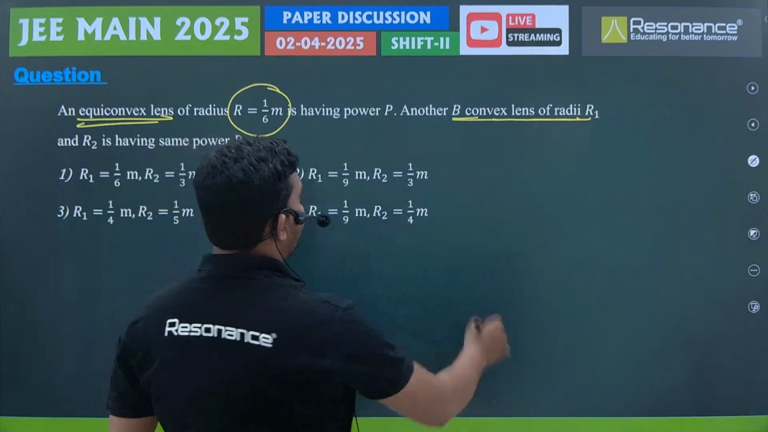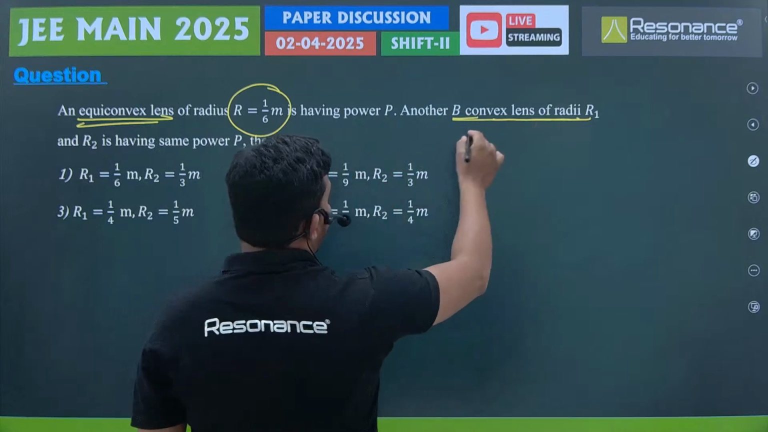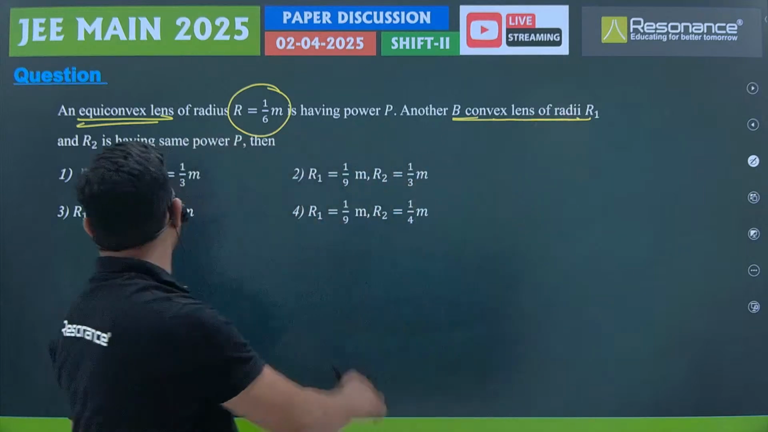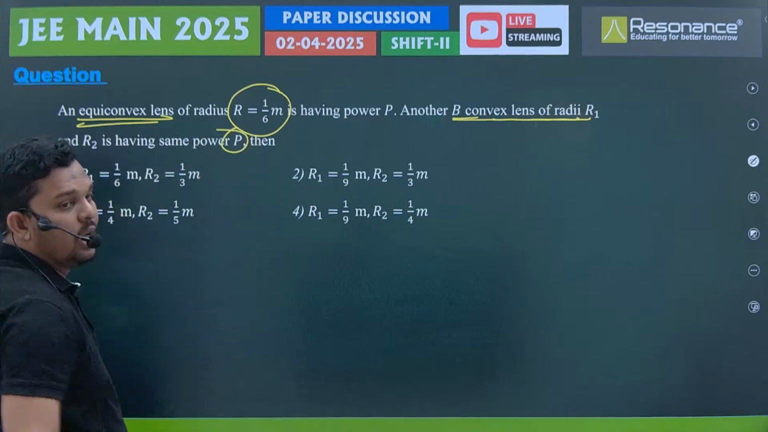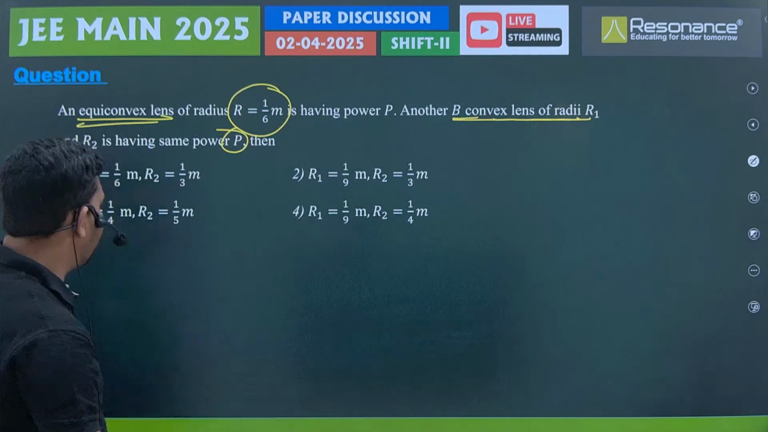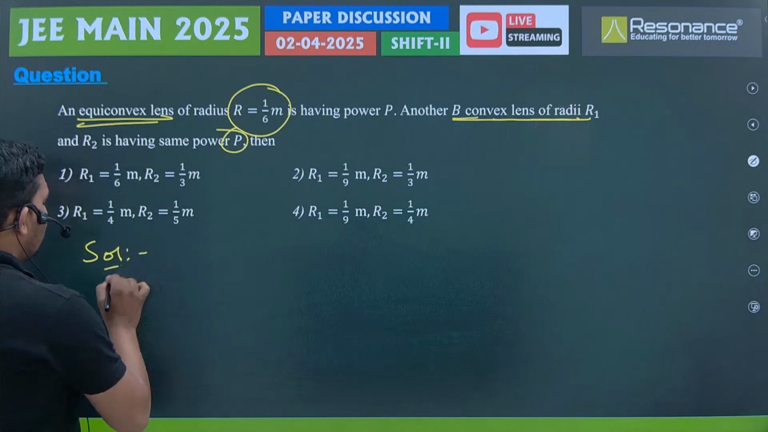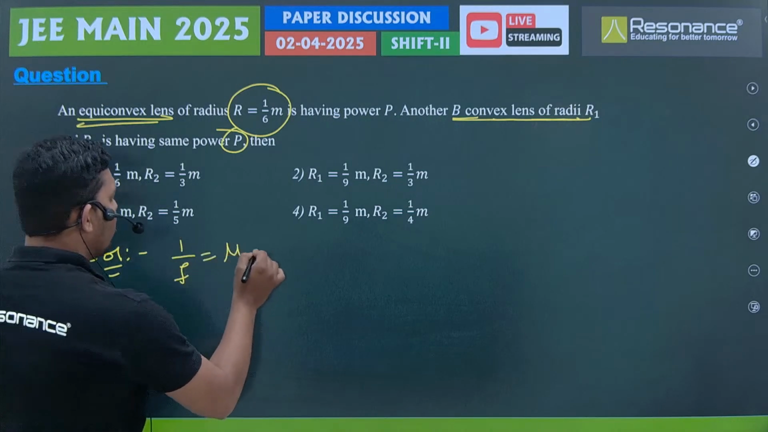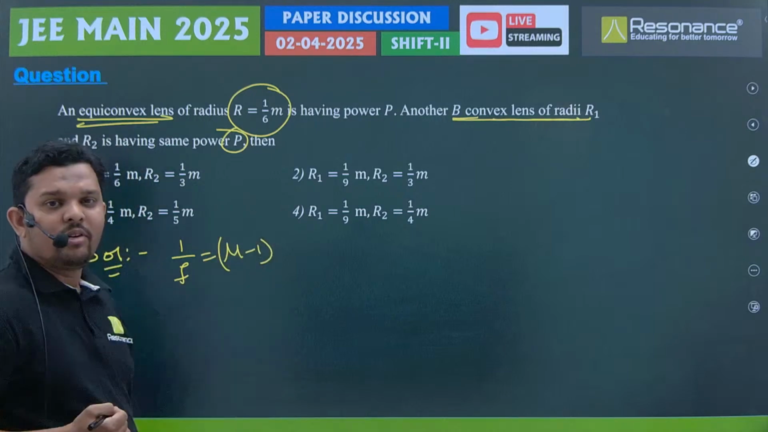I think it's a biconvex lens. Another biconvex lens of radius R1 and R2 has the same power P. He's asking us to find the radii of these convex lenses. So simple, for the first case, 1 by F is equal to (mu minus 1) into (1 by R1 minus 1 by R2).